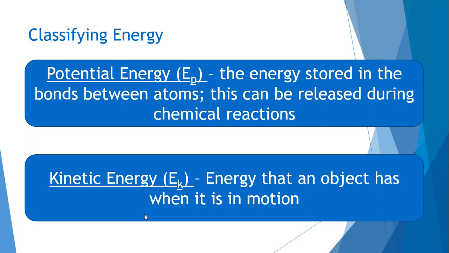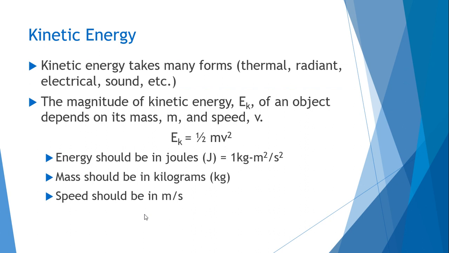Potential energy is the energy stored in bonds between atoms, hence the chemical bonds, and this can actually be released during chemical reactions. We can release heat. The other one is kinetic energy, and this is energy that an object has when it's in motion. And remember, all particles of matter are in motion. So kinetic energy takes many forms. There is thermal energy, there is radiant, electrical, sound. We're going to focus a lot on the thermal and chemistry part of it.